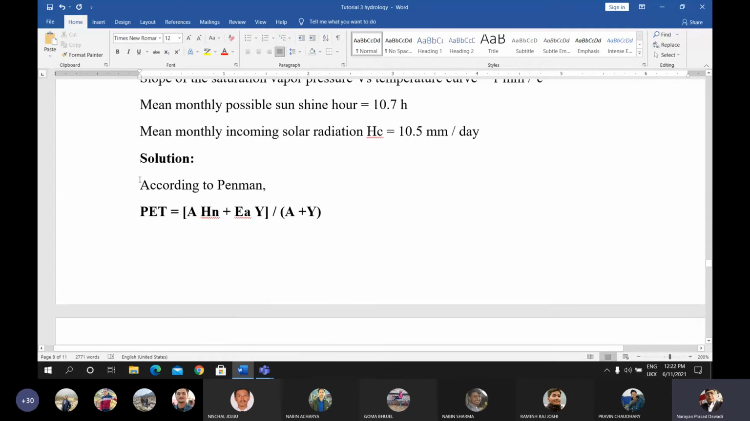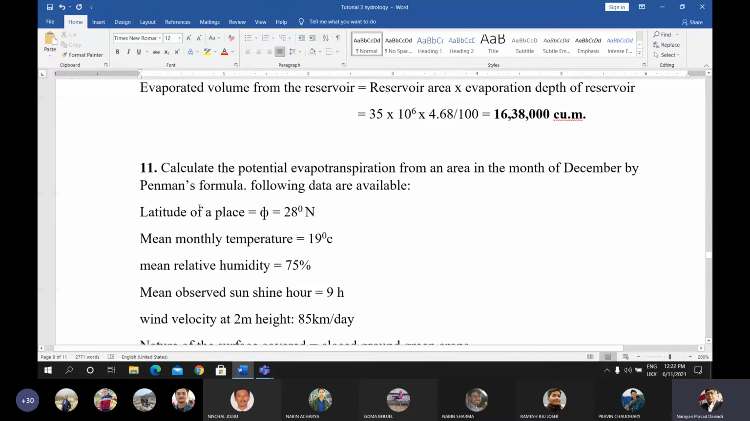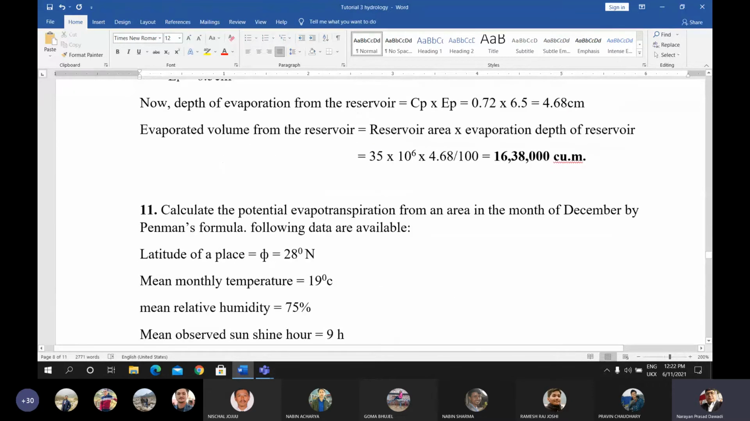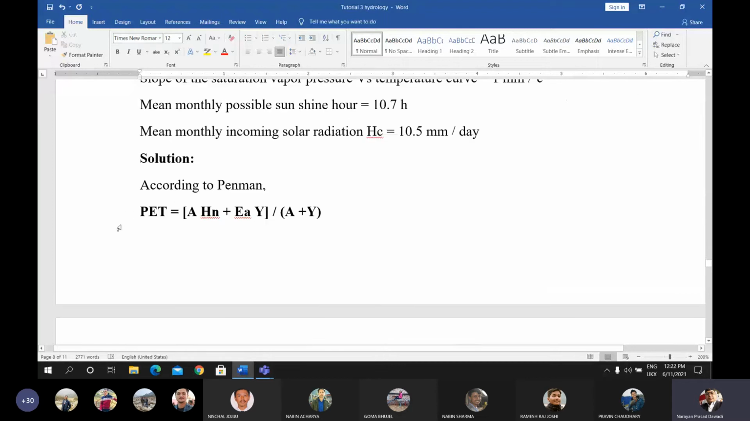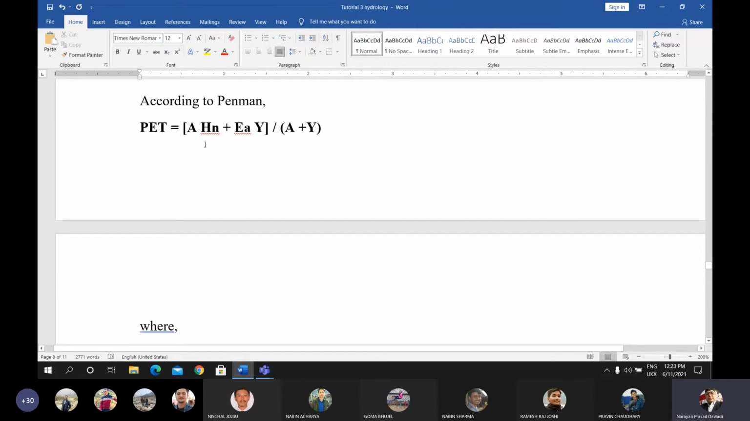Okay, now according to the Penman's equation, the question is asked to find the potential evapotranspiration. That's why potential evapotranspiration is calculated by using this formula, (A Hn plus Ea gamma) divided by (A plus gamma). This is the equation given by Penman for calculating the evapotranspiration loss from the area.